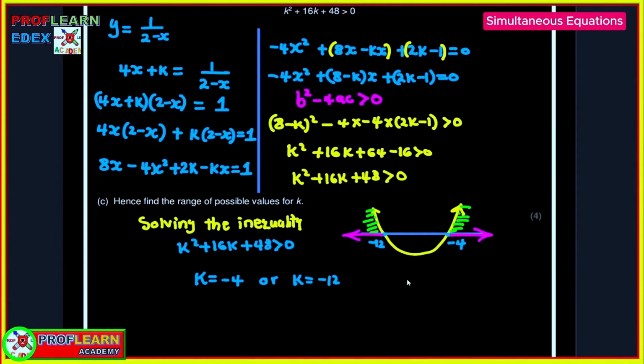So ensure when you write the final answer, don't bring in another variable, because the variable that we have here is k. So make sure your answer is in terms of k. k is less than negative 12 or k is greater than negative 4. Don't use and, use or when you are stating the final answer. Otherwise, if you don't use or, you are going to get it wrong.